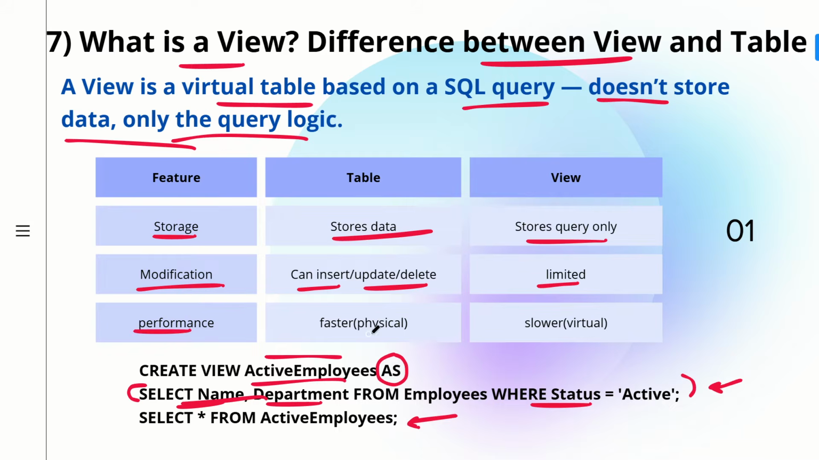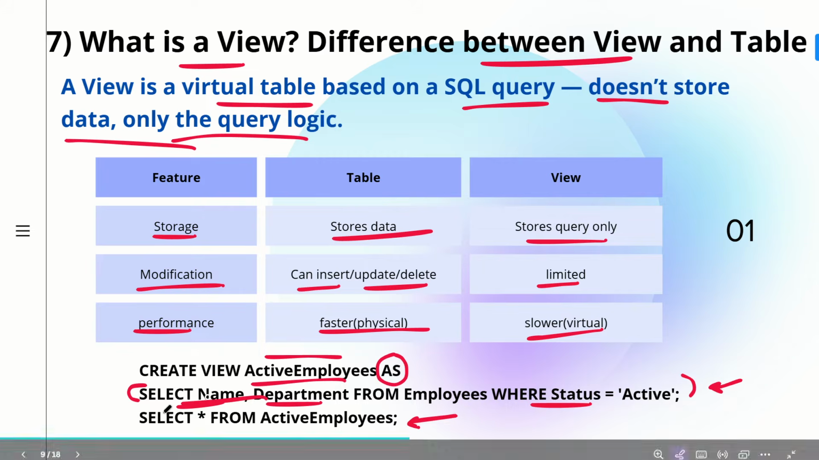Then we will see performance wise. Yes, a table is faster because all the data is stored physically, whereas a view is slower because it is just a virtual table based upon some SQL query. So this is the difference between table and view.